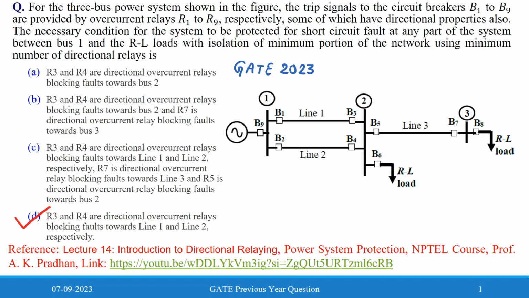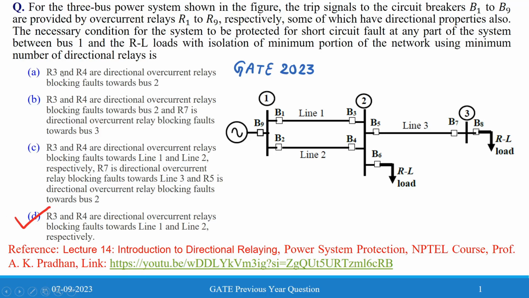The question is that for the three bus power system shown in the figure, the trip signals to the circuit breakers B1 to B9 are provided by overcurrent relays R1 to R9 respectively, some of which have directional properties also. The necessary condition for the system to be protected for short circuit fault at any part of the system between bus 1 and the RL loads, with isolation of minimum portion of the network using minimum number of directional relays, is. The four options are given and this is single choice, meaning you have to select only one answer.